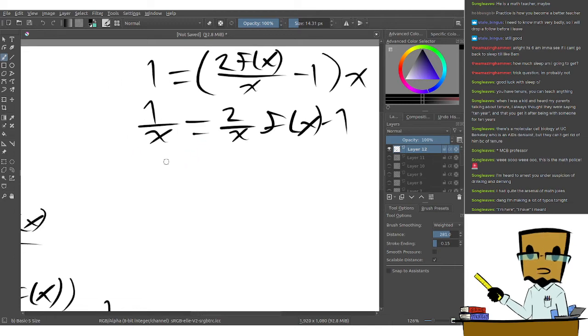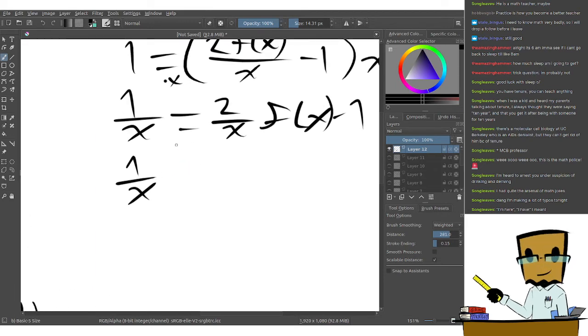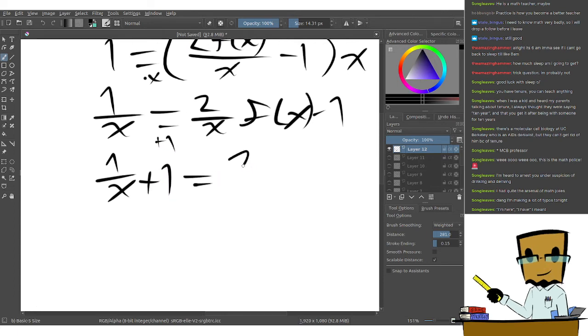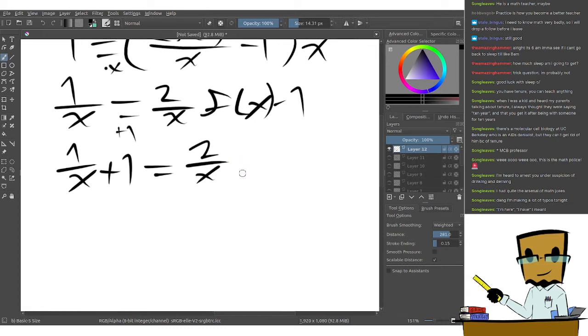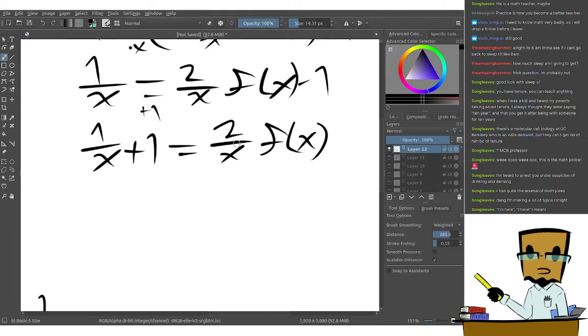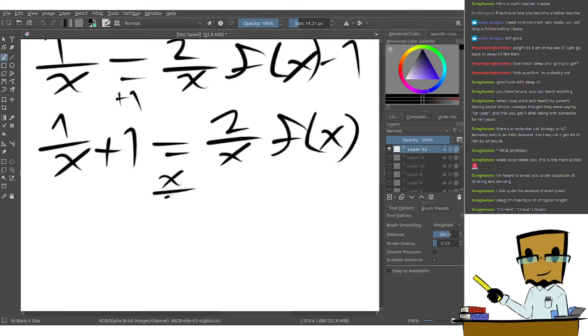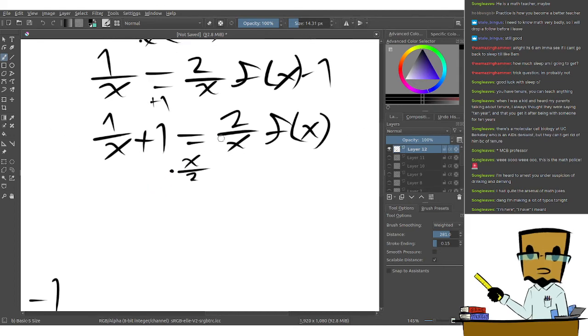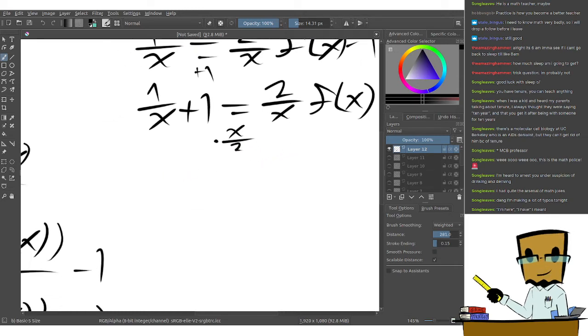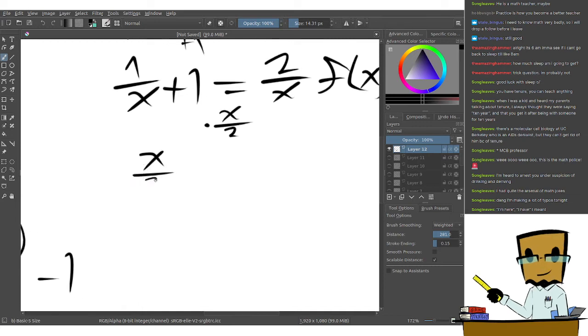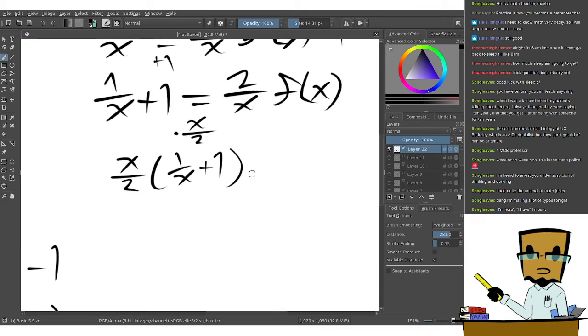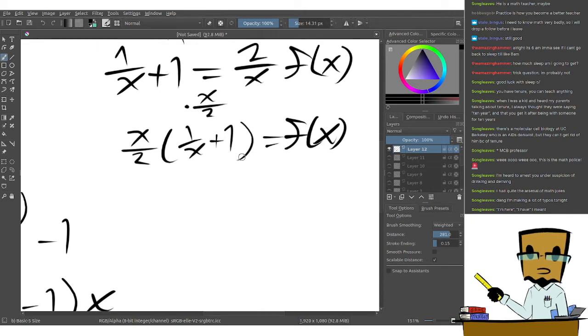And now, let's add 1 to both sides. So, I guess I should write the operation that we're doing. Plus 1. There we go. And now, let's just multiply by the inverse of this. So, times x over 2. Then x over 2 times 2 over x. The x on top cancels out with the x on the bottom, and the 2 on the bottom cancels out with the 2 on the top. So we simply get x over 2 times 1 over x plus 1. I don't know if this will give us the exact answer. Equals f of x.